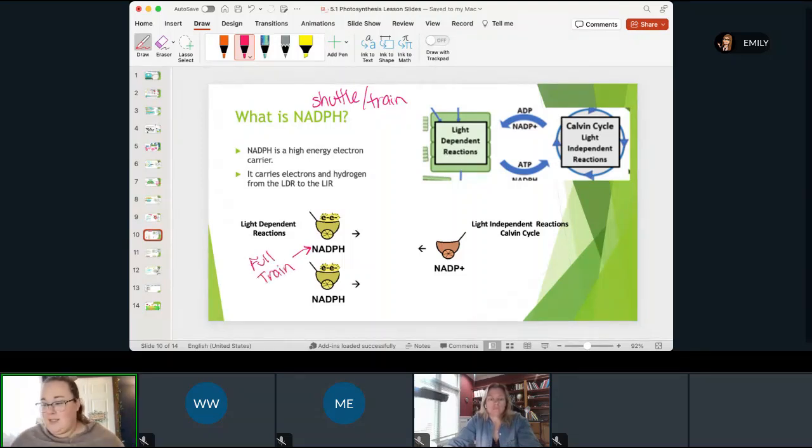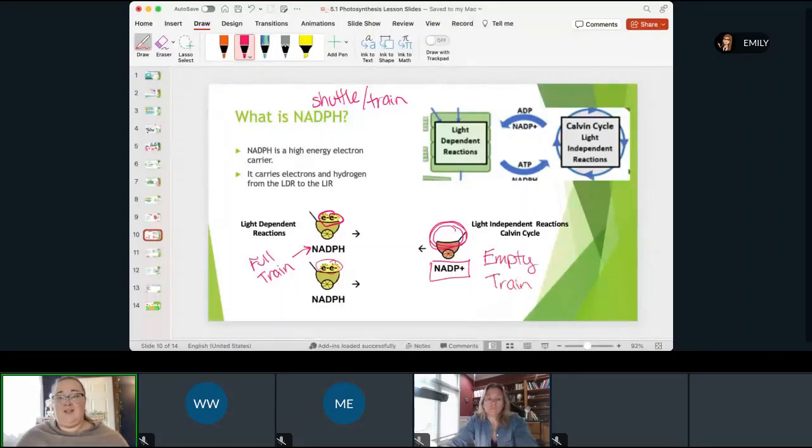Okay, notice how it's carrying electrons. It's basically shuttling those electrons over to the light independent reaction, and then it's going to drop them off. And once it gets rid of those two electrons and leaves them over on the other side, then the empty train, okay, notice how there's nothing in here. That empty train is NADP plus. So that is your empty train.